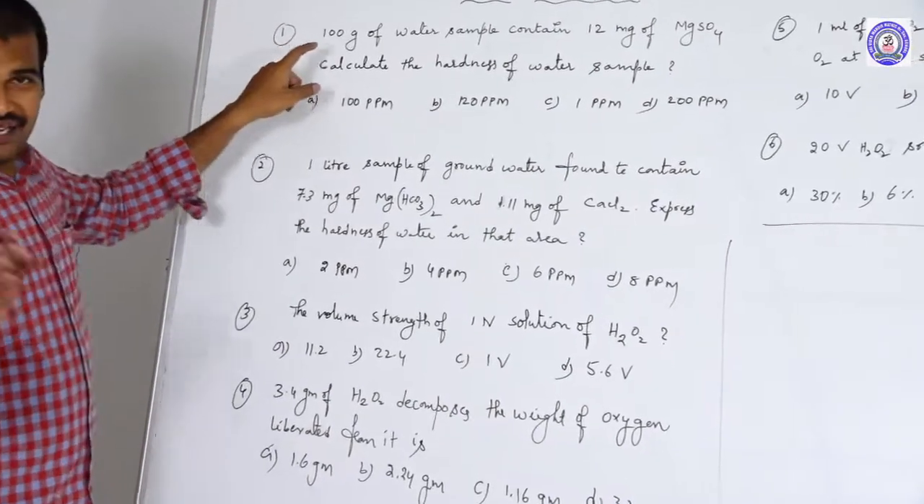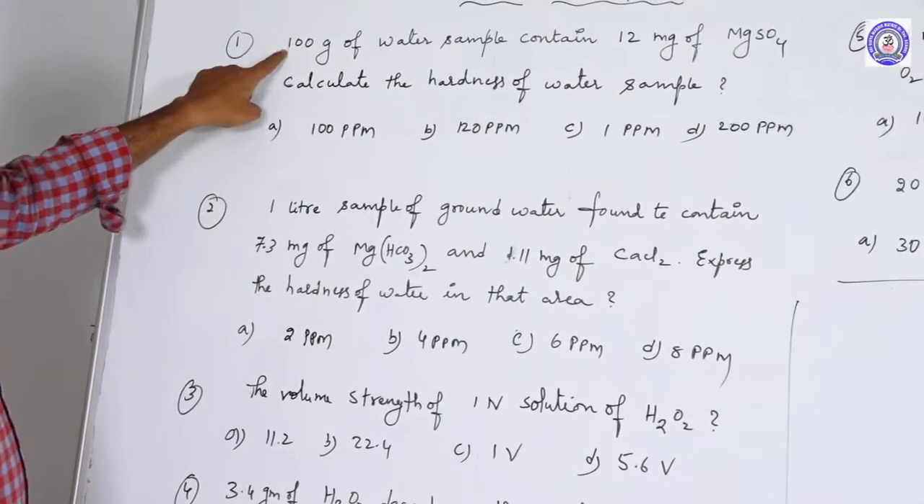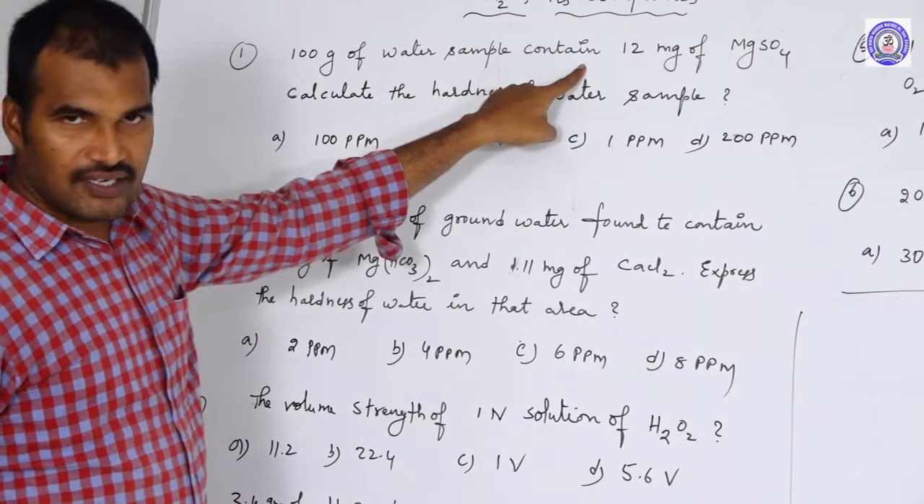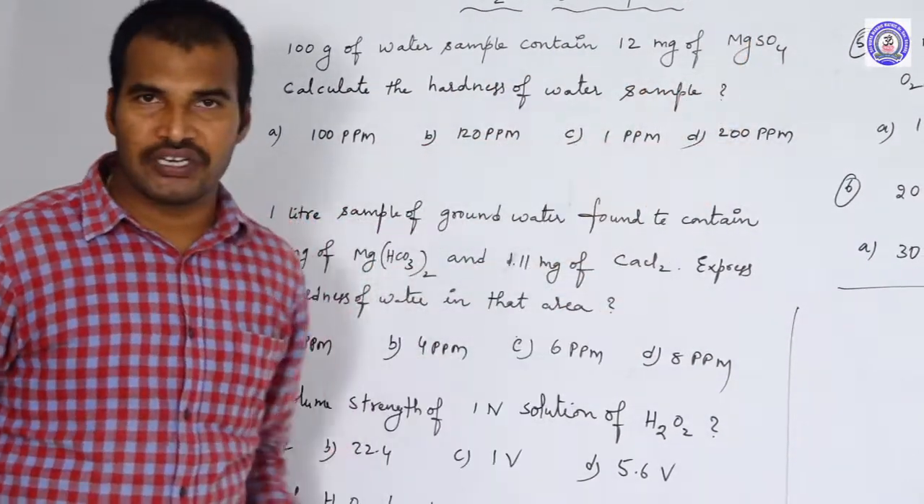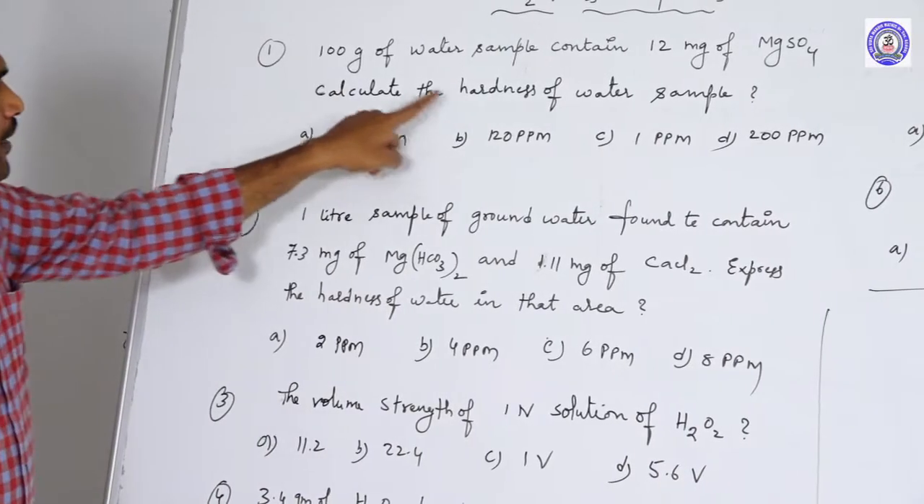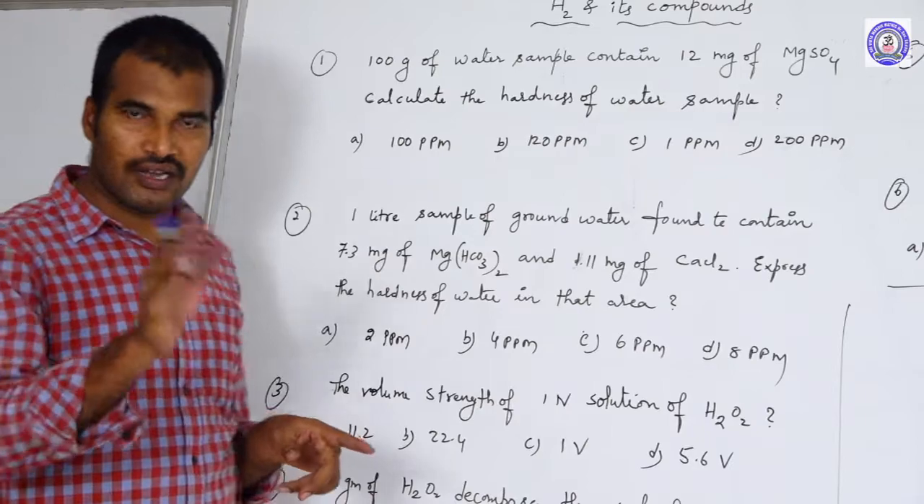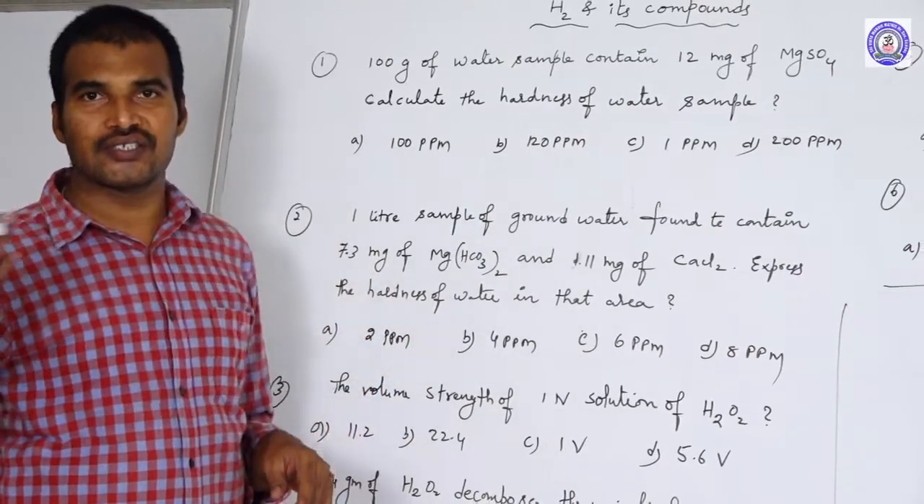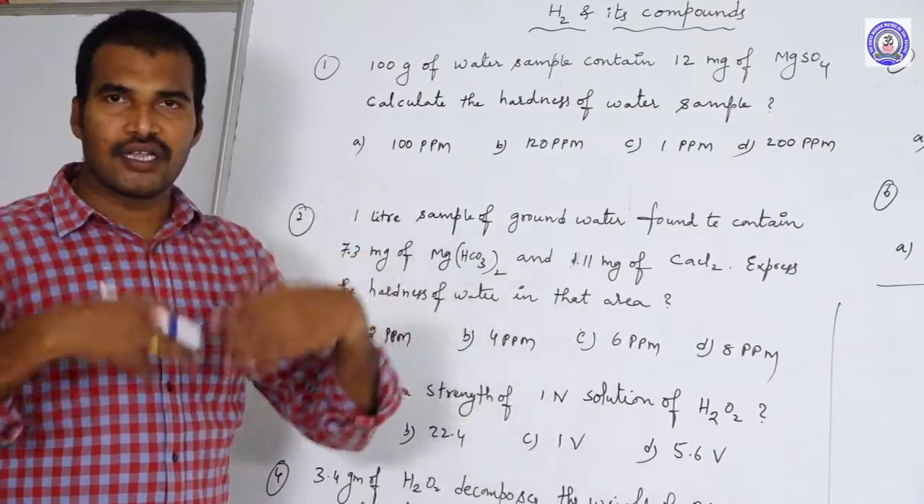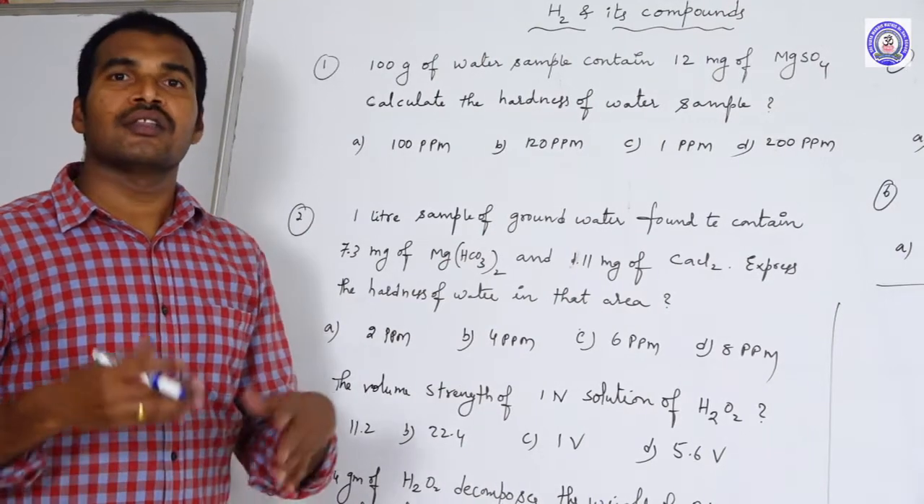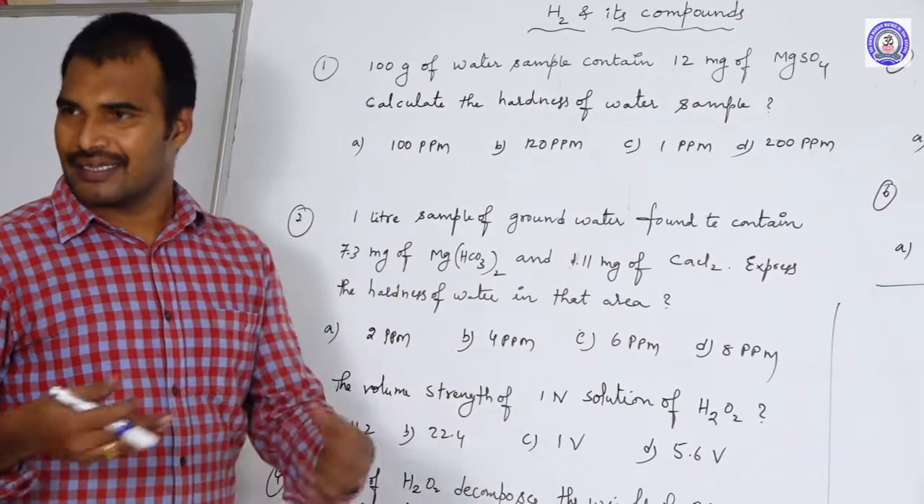Based upon the degree of hardness: 100 grams of water sample contains 12 milligrams of magnesium sulfate. Calculate the hardness of the water sample. I told you, first you convert all the other salts into weights of CaCO3, and after we convert into weights of CaCO3, then only you can easily calculate the degree of hardness.